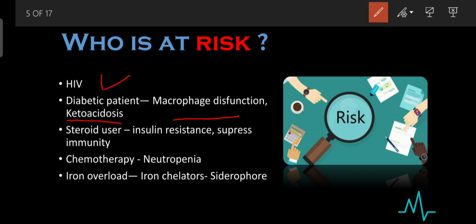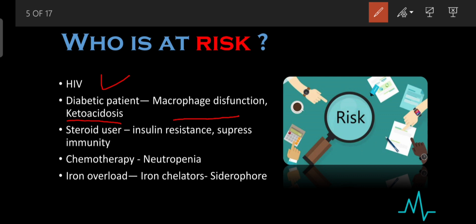We know that when the patient is diabetic, the glucose is not entering the cells, so the body needs energy now. So the body shifts into another mode called ketosis, and in ketosis the body starts extracting free fatty acids from the adipose tissue, which causes the formation of ketone bodies. Now the excess amount of ketone bodies causes ketoacidosis.